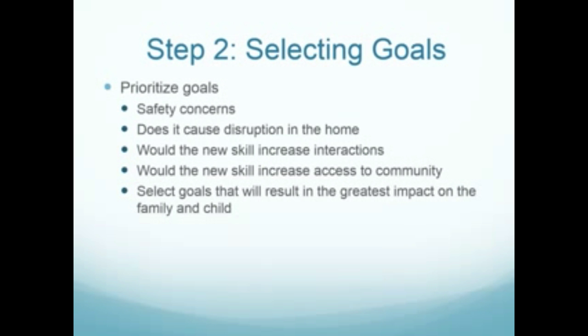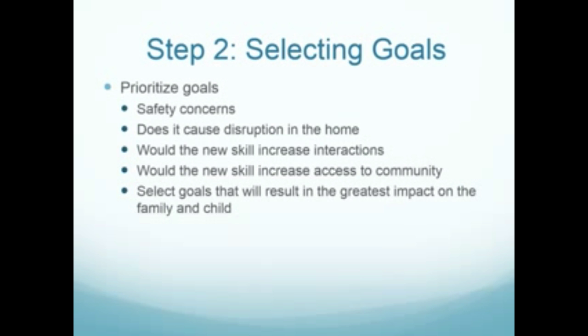Next one, selecting goals. We're still there on step 2. Prioritize goals. If it's a safety concern, that is something you need to work on immediately. If the kiddo is running out into the middle of the street while they are going on a family walk, start with that. Make it a controlled environment and all of that, and make sure that the child can be safe. But that is something that's more important than putting on his t-shirt. We want him to be safe first.